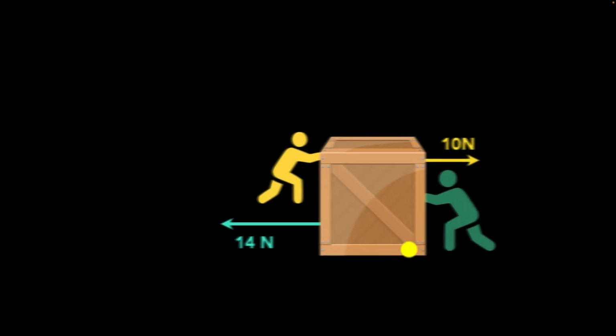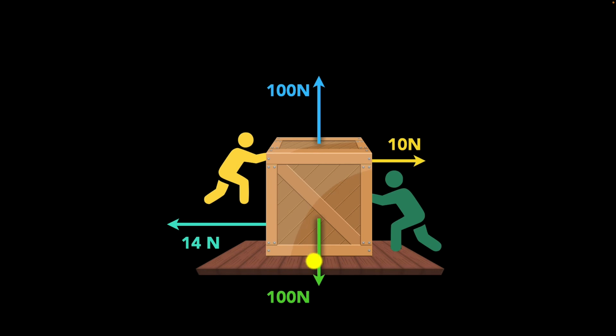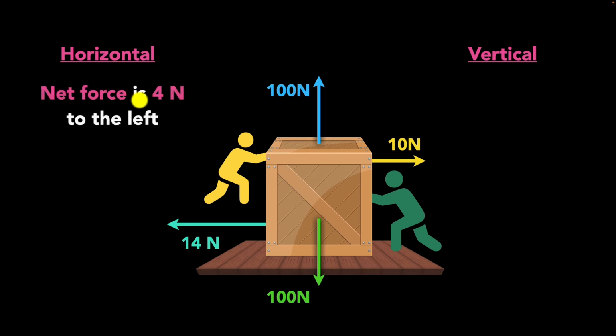Finally, what if along with the horizontal forces, we also had some vertical forces? Now what do we do? Well, now we look at the horizontal and vertical separately. So for example, in the horizontal, we already know that the net force is 4 newtons to the left. And now we look at vertical separately. So in the vertical, look, both forces are exactly equal and opposite. So when you subtract them, 100 minus 100, you get 0. So we would say, hey, the net force is 0.